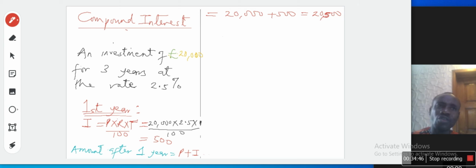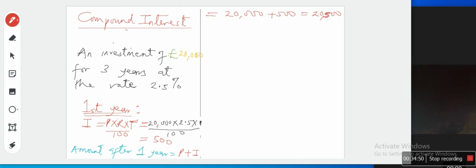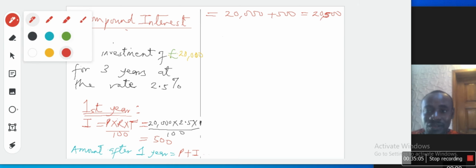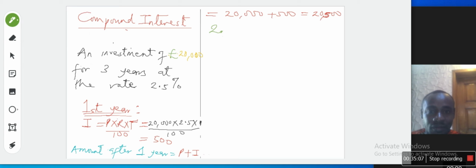Assuming you decided not to collect the money, you want to reinvest it. That is what we now call compound interest, because if you reinvest it, it's going to be compounded. When we say a problem is compounded, it's like it is adding up. Did you get that? It's adding up. So for the second year, we go for the second year.